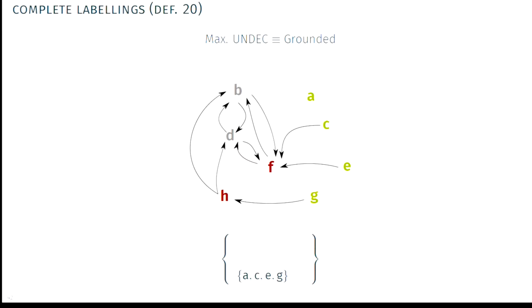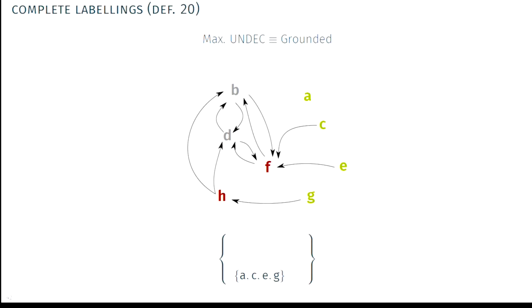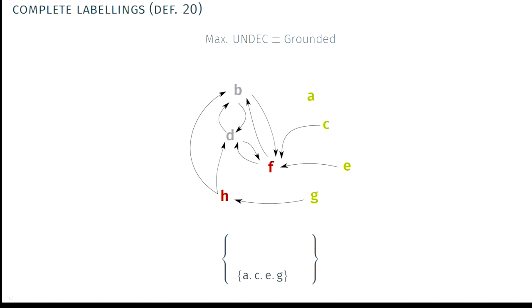Are all the attackers of D out in this case? From what I have built right now, I have labels only for these arguments: A, C, E, G, H, and F. These two are out. These four are in. But I have no information about B, and B is an attacker of D. So given the labelling that I'm building right now, I cannot say D is in, because I don't know whether all its attackers are out.